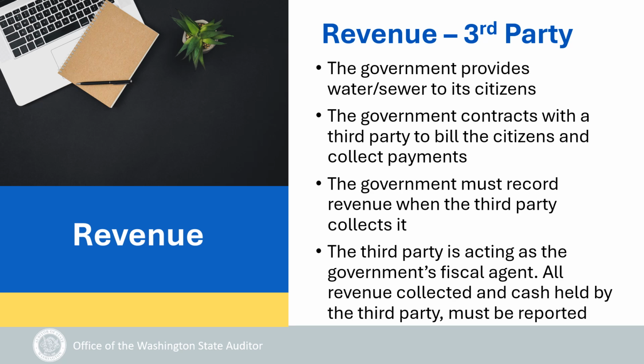Often, there are services that a government provides in which they utilize a third party to assist in that activity. To provide visual, let's discuss a government that provides water and sewer service to its citizens. In this case, the government has contracted with a third party to assist in the billing and collection of the payments for water and sewer services. The third party is collecting the revenue associated with the bills to citizens. However, the government still must record this revenue as their own, since this third party is still in fact acting on the behalf of the government as a fiscal agent.